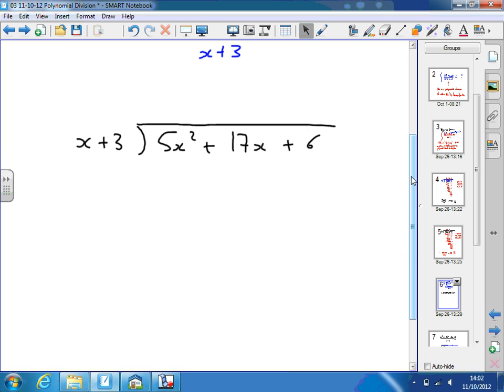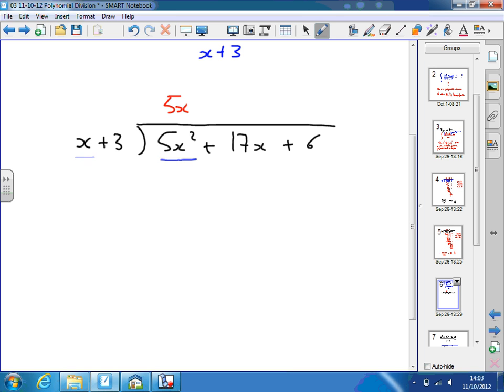But what we do is we focus on this: what have I got to do to the x to get it to be the first term, which is 5x squared? And you'll see why as we go along. So you just focus on the x part of the term, the highest power of x in that term, and ask yourself, what have I got to do to get that to be this term in here? So what have I got to multiply x by to get 5x squared? 5x. So that's what goes on top.